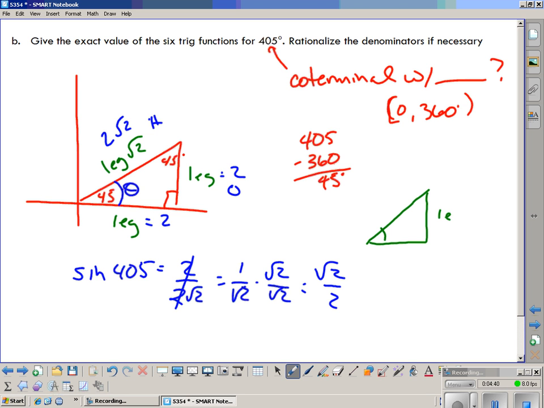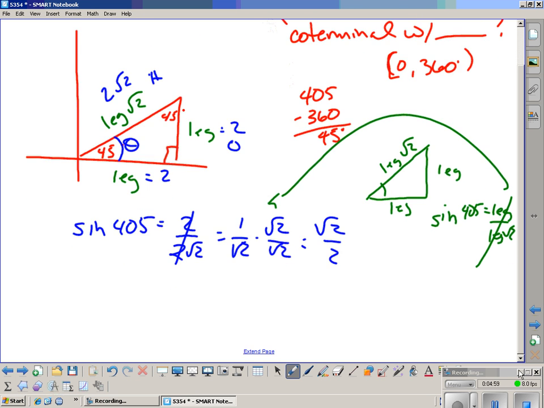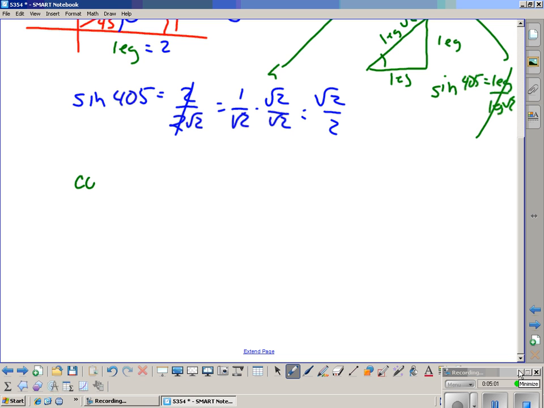Now, just for grins, let's do it generically. If I have leg root 2, that sine is going to equal leg over leg root 2. Those are going to divide out, and I still have the same thing as 1 over root 2. So it really doesn't matter. Cosine of 405 is going to be the exact same thing, so that's going to become root 2 over 2.